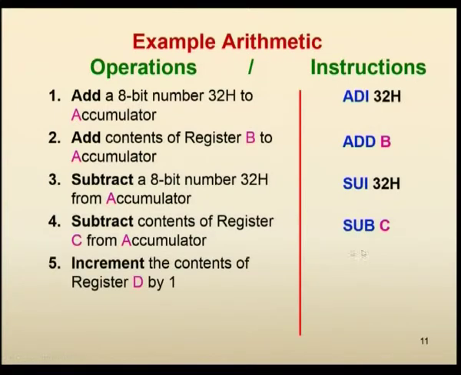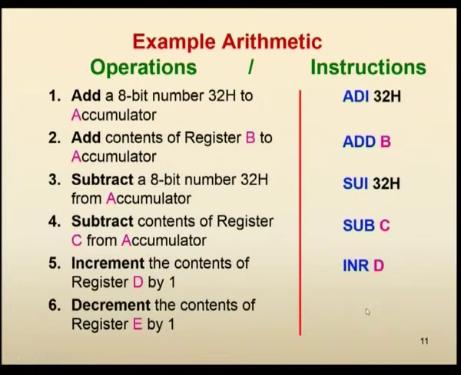And you can increment the contents of the register D, or any register B, C or whatever it may be. So, the instruction is INR, the shorthand form of increment, INR D. Suppose the D register contains 5, after the instruction it will contain 6. You can also decrement a register. If you want to decrement the register E, then this is the instruction, DCR E. These are some examples of the arithmetic operations.